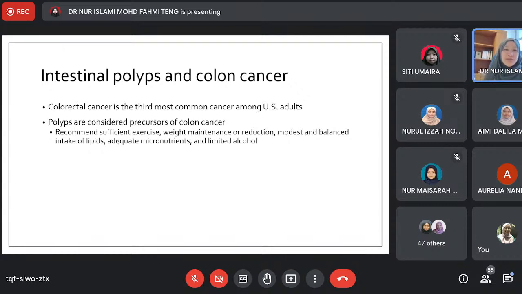I hope that you are still with me. Kita dah tak banyak lagi rasanya. Okay. So I just go through common disease that involve your lower GI, tapi kita tak go through details sangat pun.